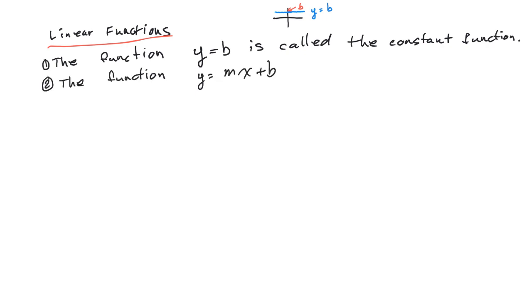Now, the function y is equal to mx plus b, where m is not equal to 0, and b is called the y-intercept. And this is called a linear function.